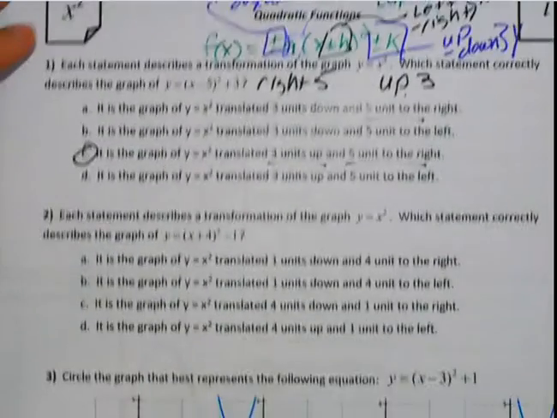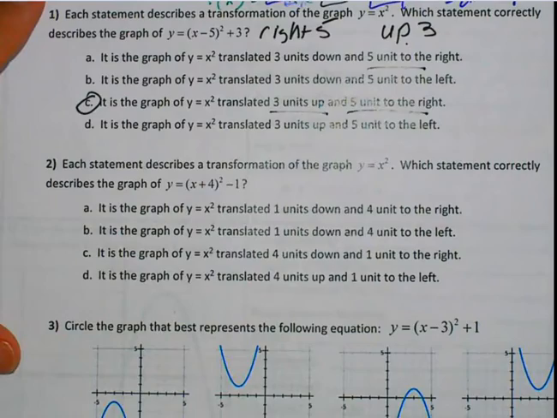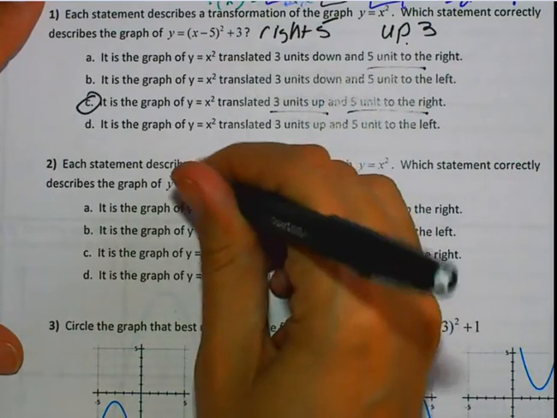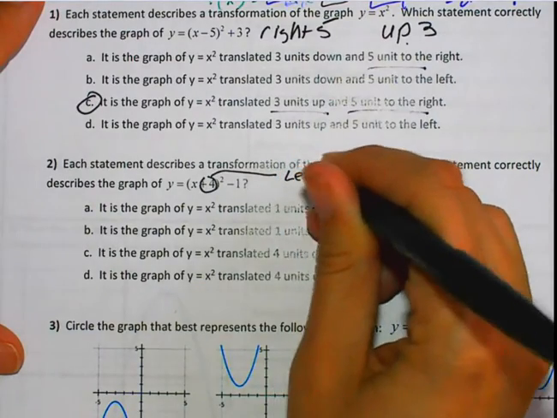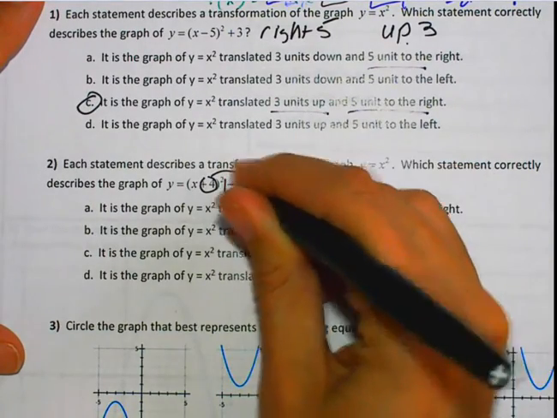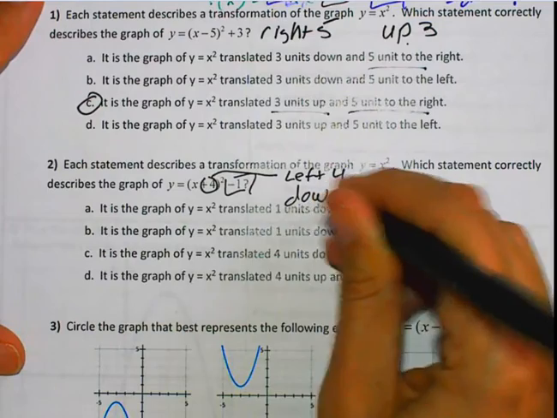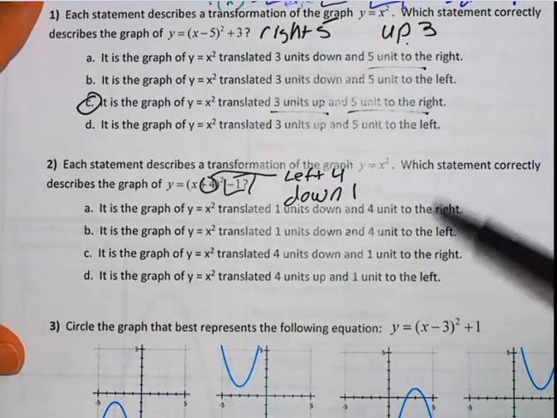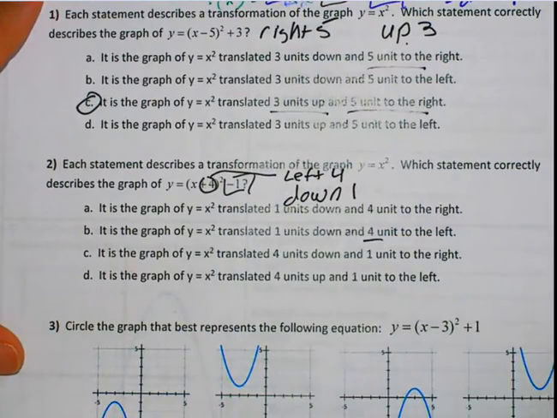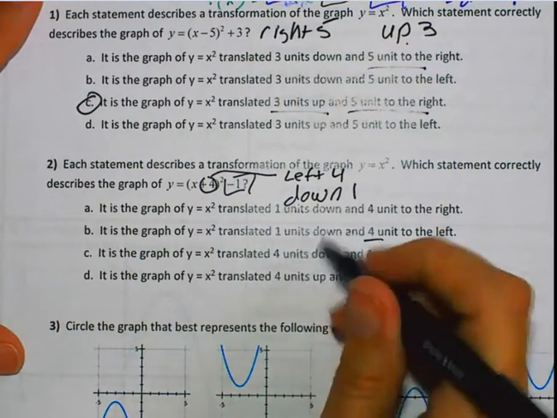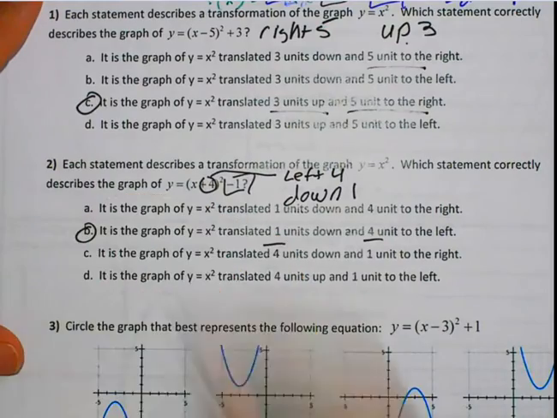Okay, moving on to the next one. Same concept here. So let's describe what's happening. So here the plus 4 means that we're going to the left 4. And then the negative 1 means we're going down 1. So find the answer choice that says to the left 4 and down 1. So B is the correct answer here.